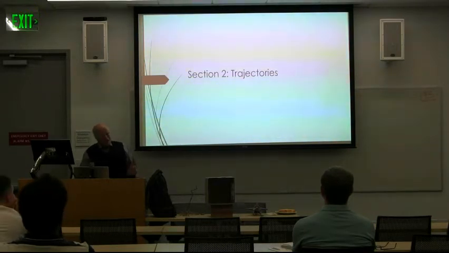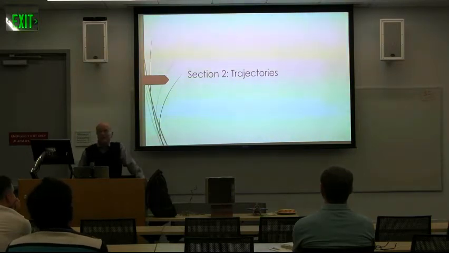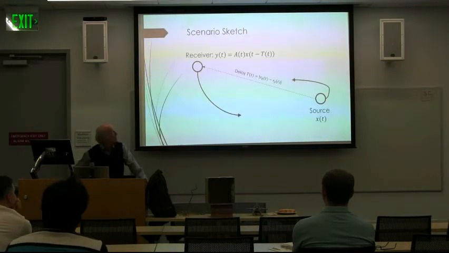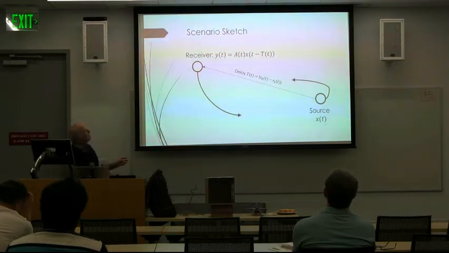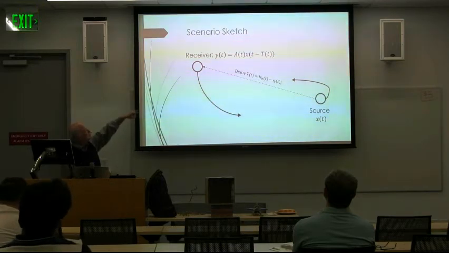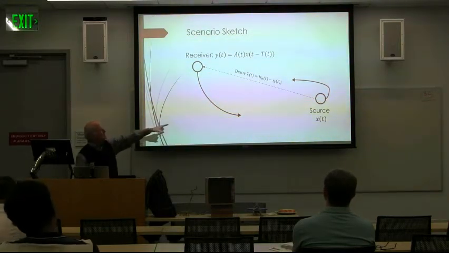Now, general questions about interpolation. We'll do more interpolation here, but now we're getting these projections. Scenario sketch: there's a receiver somewhere. Draw yourself a picture of a submarine there, or something. It has a trajectory, and there's a source over there. That's maybe another submarine.